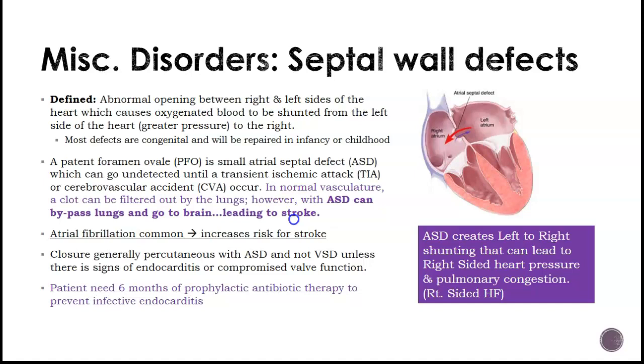Closure typically can be done percutaneously with ASDs, but not VSDs unless there are signs of endocarditis or compromised valve function. Patients need at least 6 months of prophylactic antibiotic therapy to prevent infective endocarditis. This box here is just something to think about, that an ASD creates left to right shunting that can lead to right-sided heart pressure and pulmonary congestion, which ultimately results in right-sided heart failure.